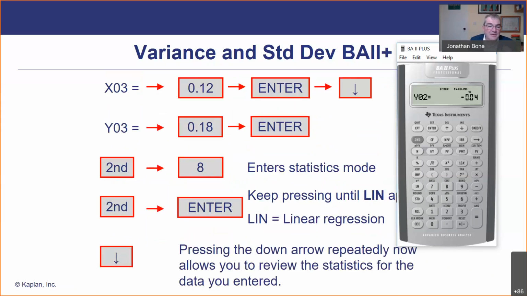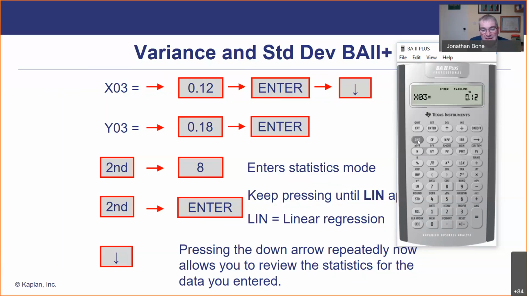And we're looking at the third return now. So once we press down, we get X03 on our screen, and that is 12%, so 0.12, enter, down arrow, and then finally the third return on the second asset, asset B, 18, and enter. Okay. Right, I've now got all my data in there. If I feel I've made a mistake with my data entry, notice you can just use the up and down arrows on your BA II Plus to review all of the data that you've entered so far. So you can check if you want in the exam to make sure it's correct.